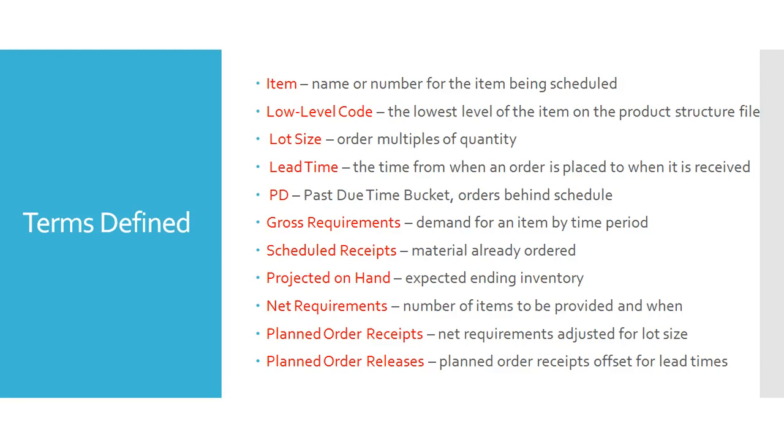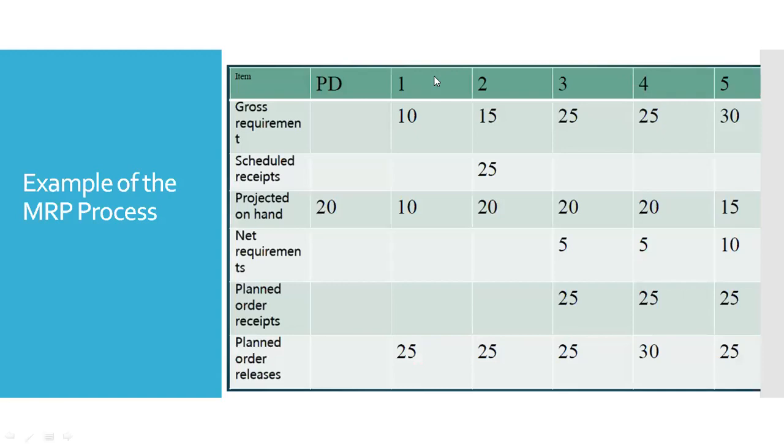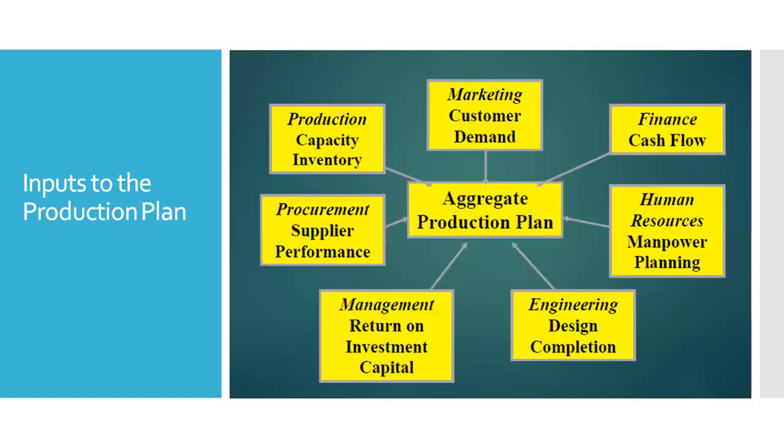Projected on hand means expected ending inventory. Net requirement means number of items to be provided and when. Planned order receipt means net requirements adjusted for lot size, and planned order release means planned order receipt offset for lead time. So based on that, I told you about this example.